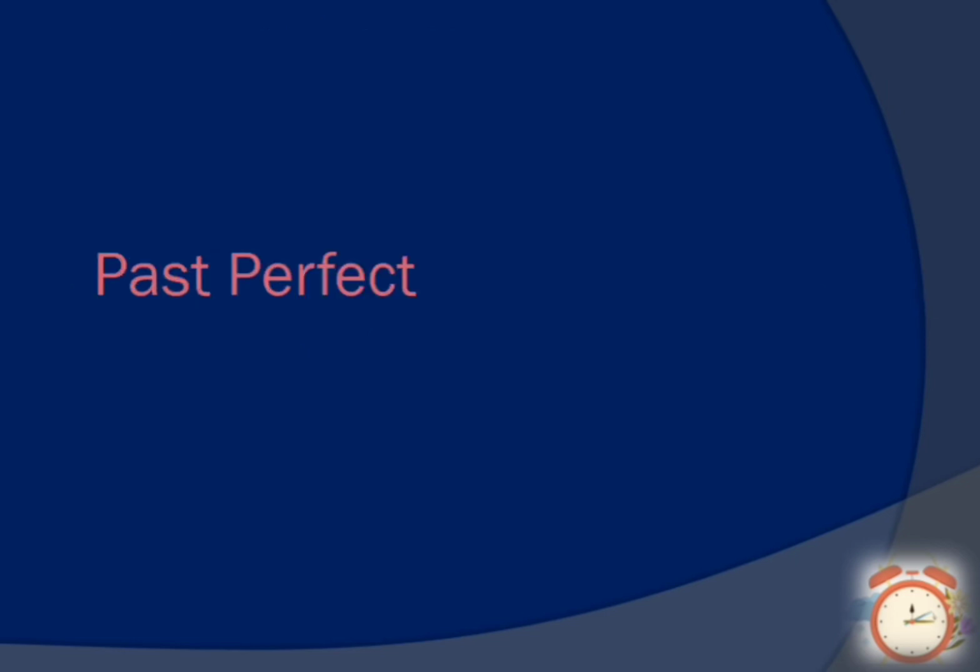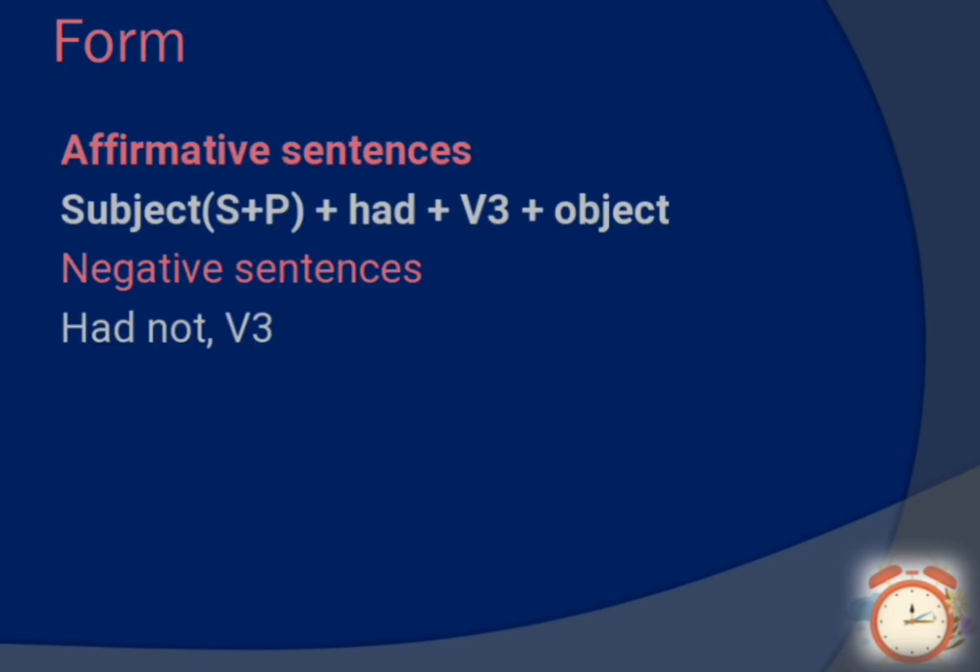Past perfect. Affirmative sentences. After the subject, whether it be singular or plural, we have one auxiliary that is had. With that, we will use third form of the verb and after that object. For the negative sentences, we will add not after had and then third form of the verb.